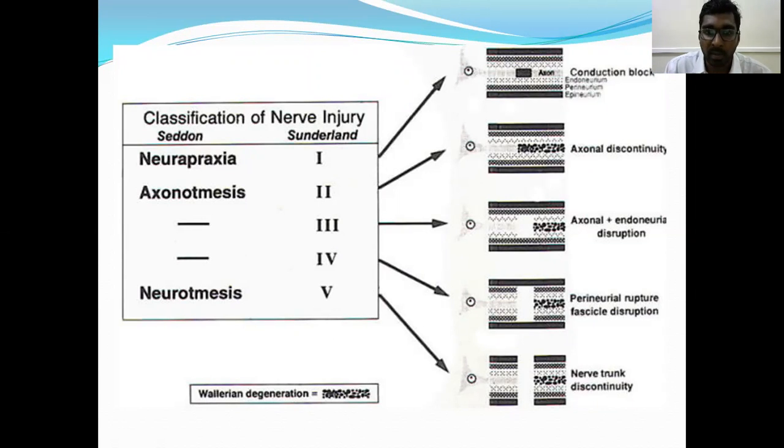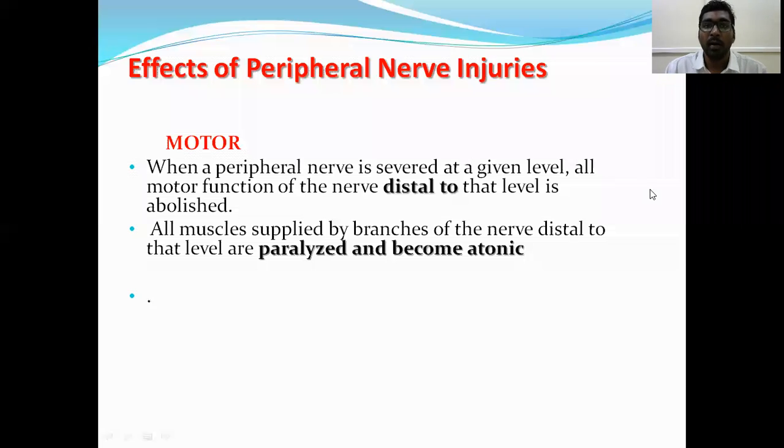What are the effects of peripheral nerve injuries? Motor: when a peripheral nerve is severed at a given level, all the motor function of the nerve distal to that level is abolished. And all the muscles supplied by the branches of the nerve distal to that level are paralyzed and atonic.